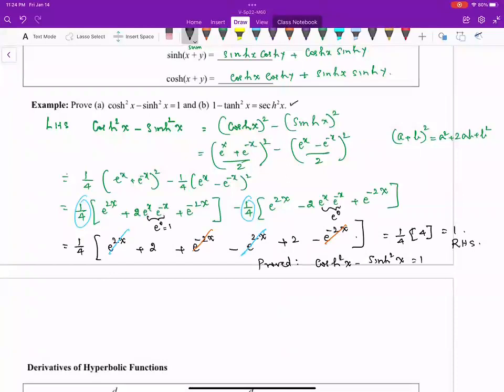For this part, part B, 1 minus tan hyperbolic square x, we're going to prove that to be equal to secant hyperbolic square x. So to do that, we can actually take the identity that we have proved. This is to be proved.